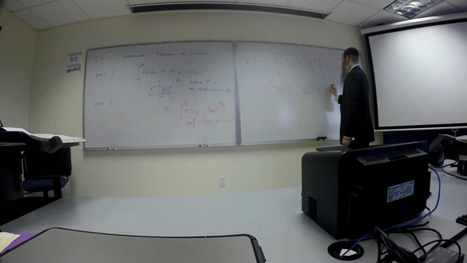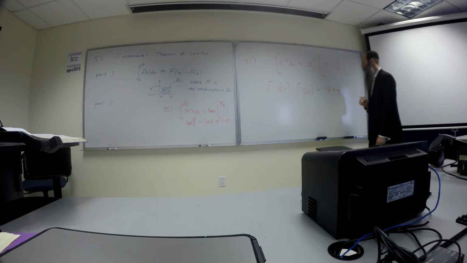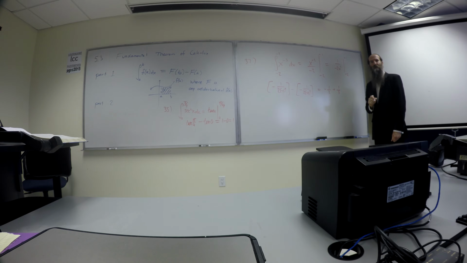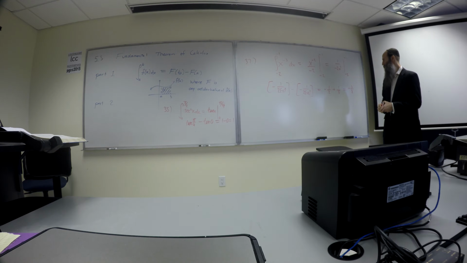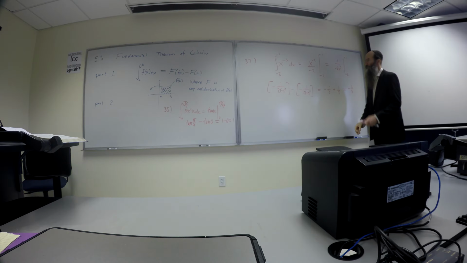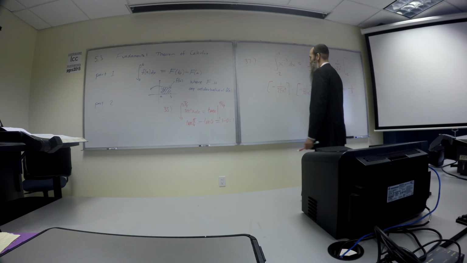So the first one's negative 1/2. And the second one is what? Plus 1/8. Negative 1/2 plus 1/8. Okay, I think we're right. The net area is negative this time. More below the curve than above the curve. Not by much. So one thing you should note is, what if I change this problem a little bit?